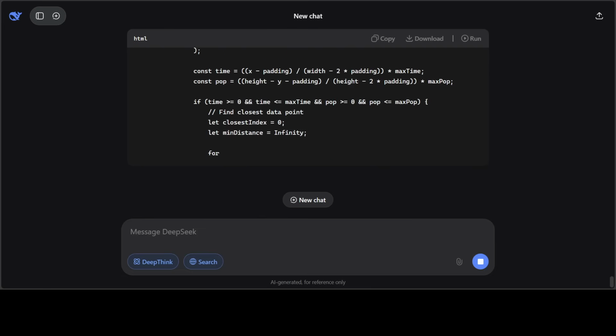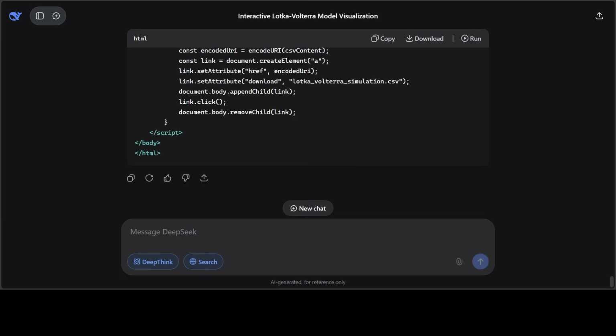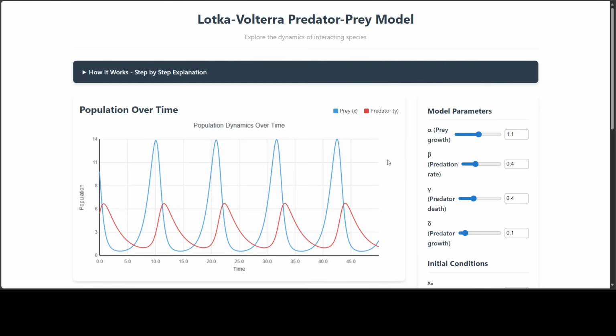Let's go back and wait for it to finish. And it has finished generating the code. Let me open it in the browser. So this is the code, and you can even check out how it works.